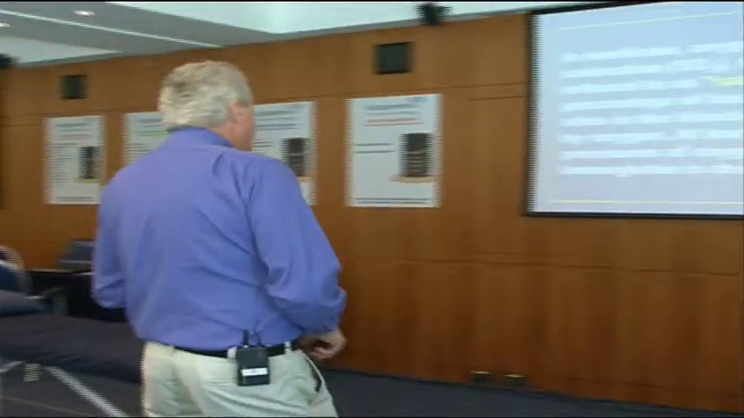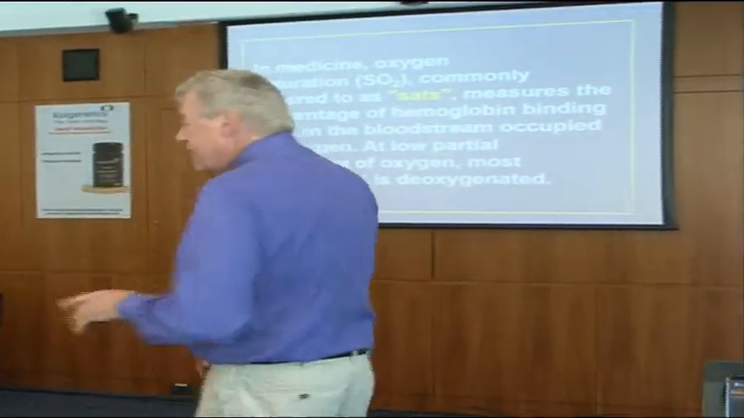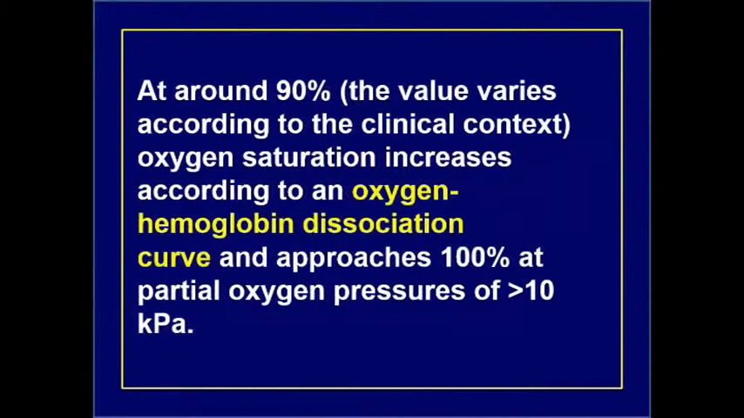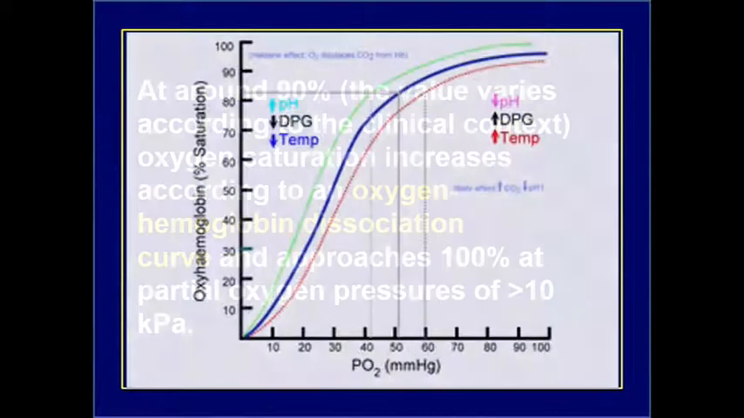Okay. So in medicine, oxygen saturation is known as the SATs. If you ever watch any of the hospital programs on telly, one of the first things they do is ask what the SATs are after the emergency. It measures the percentage of hemoglobin binding in the bloodstream. So around 90%, the value varies according to clinical context. Oxygen saturation increases according to an oxygen hemoglobin dissociation curve.